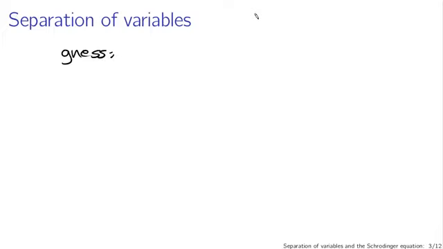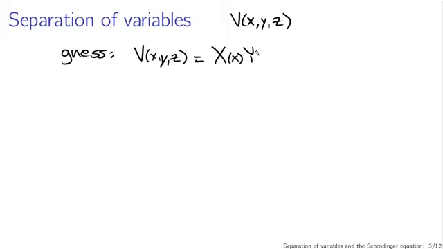Suppose we want to find some function. In the case of electromagnetism, it's the potential of x, y, and z. The potential is a function of x, y, and z. Let's make a guess that V of x, y, and z can be written as X of x times Y of y times Z of z. So instead of having one function of three variables, we have the product of three functions of one variable each.